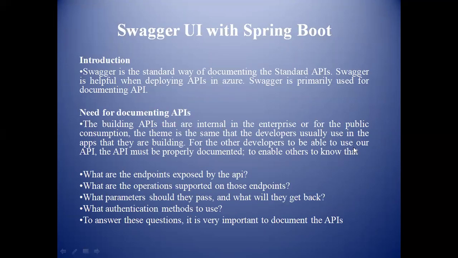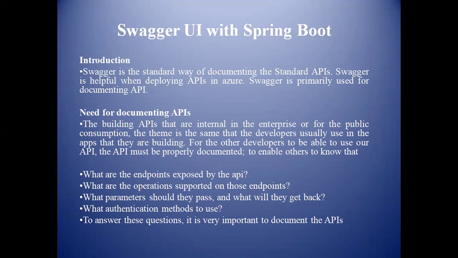In this video, you'll learn about Swagger UI with Spring Boot. Introduction. Swagger is a standard way of documenting a standard API. It is one of the API documentation tools. Swagger is helpful when deploying API in Azure. Swagger is primarily used for documenting API, only for documentation purposes.